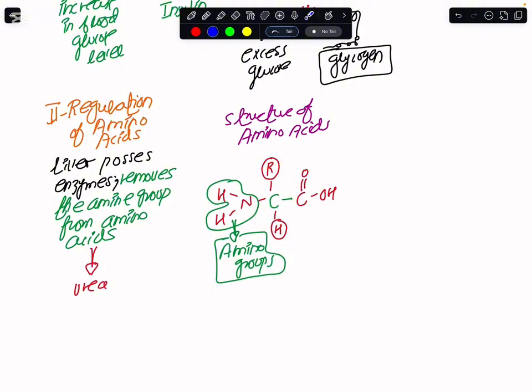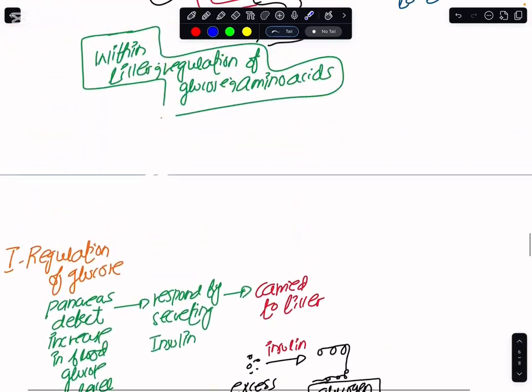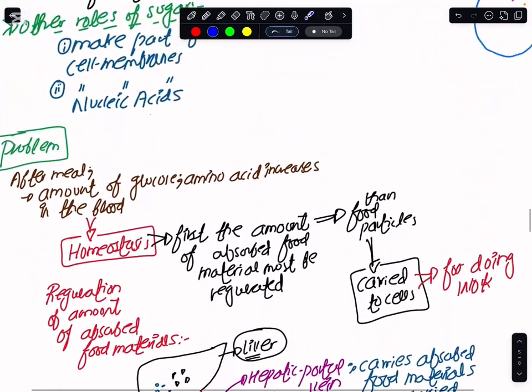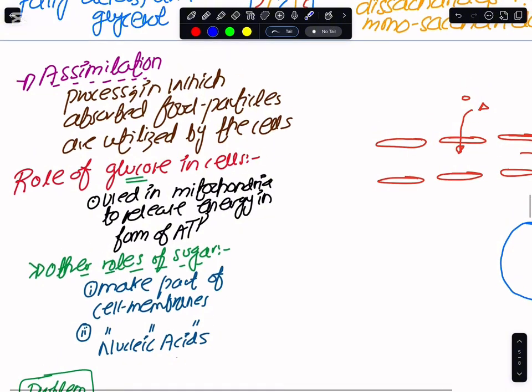So if I have to get rid of the excess amino acids, I remove this amine group from them. And when the amine group is removed from the excess amino acids, we end up making urea. Now, again, my liver has corrected the amount of amino acids, and we are in the position to carry the regulated amount of glucose and amino acids to the cells of my body.